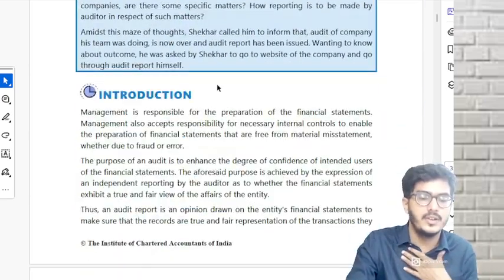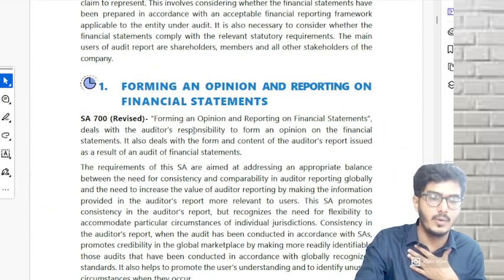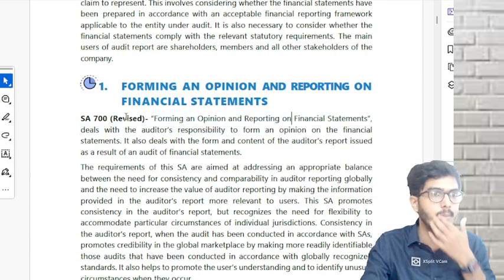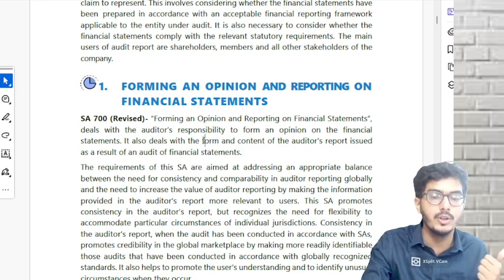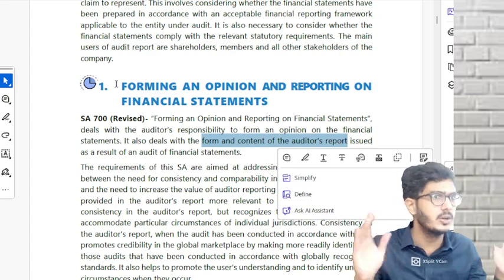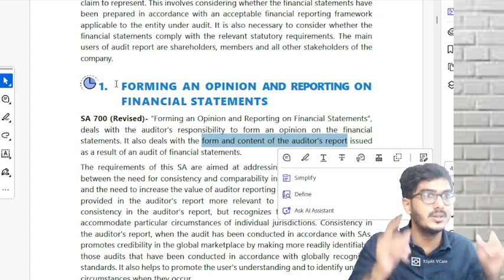Let's start. First essay is going to be SA 700. What is 700 talking about? Forming an opinion and reporting on the FS. The most important thing is that in this we also talk about the form and content of the report. That means the entire form of the report. Have you ever seen an auditor's report? Did I show it in my first class? How does that report look?